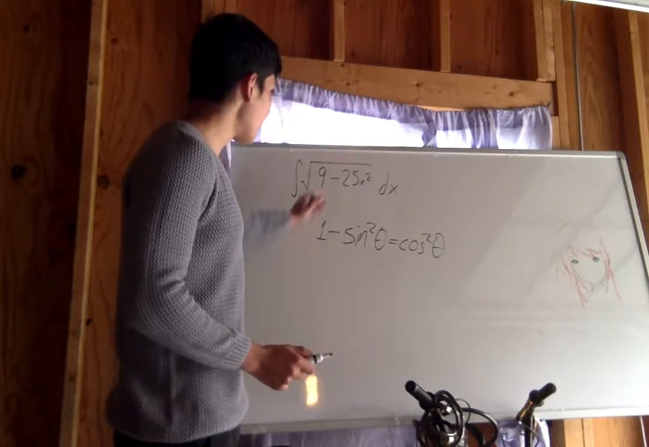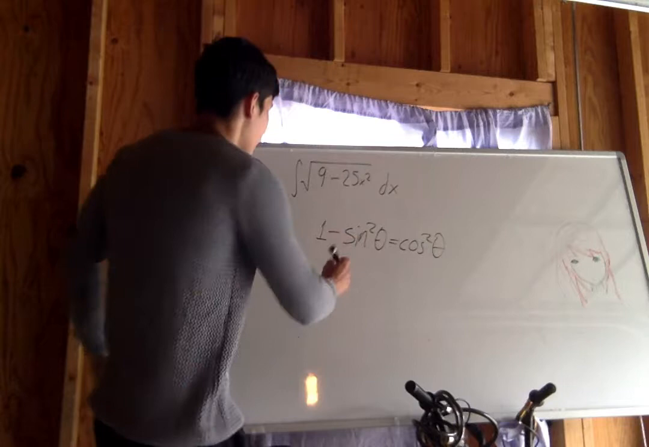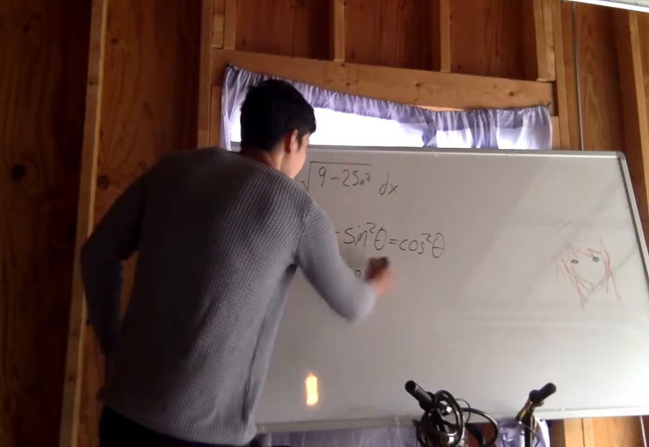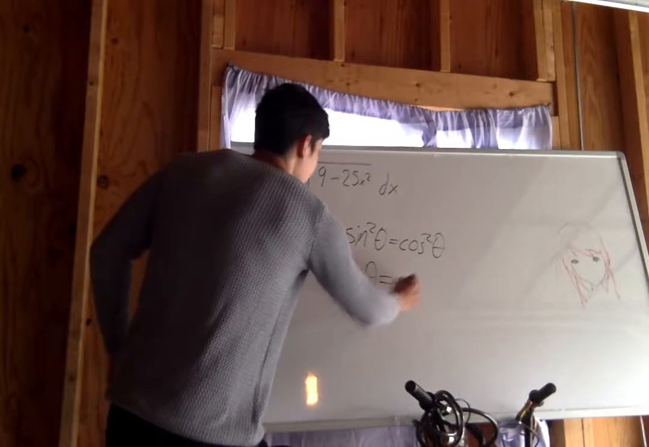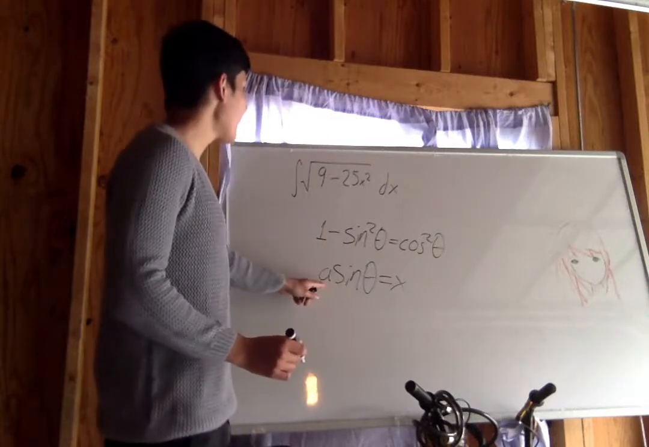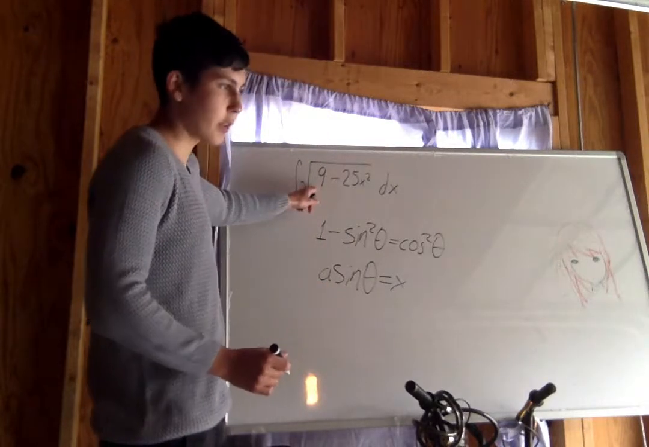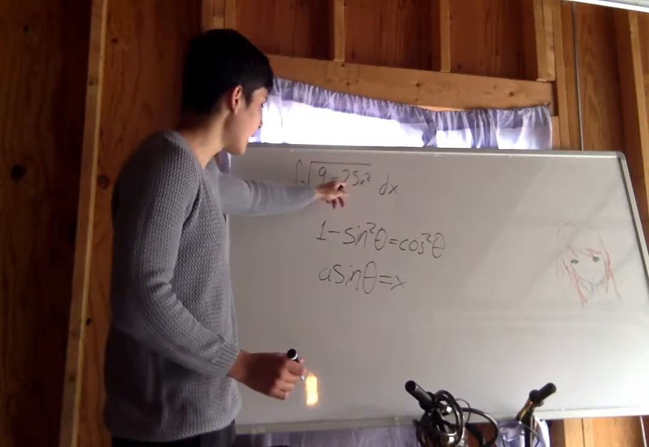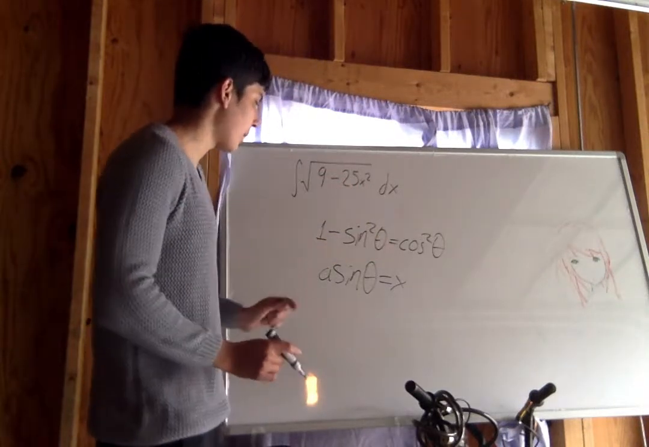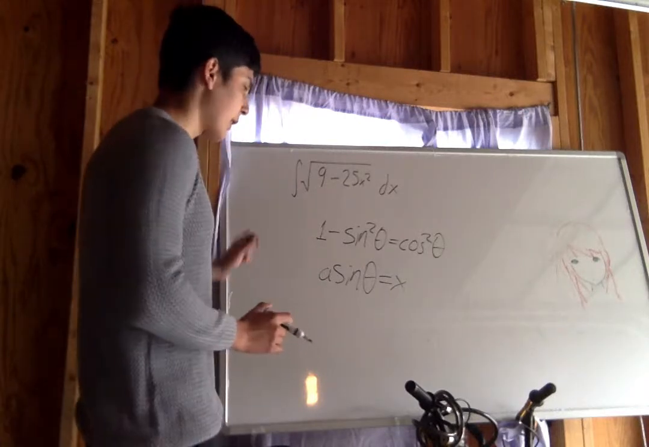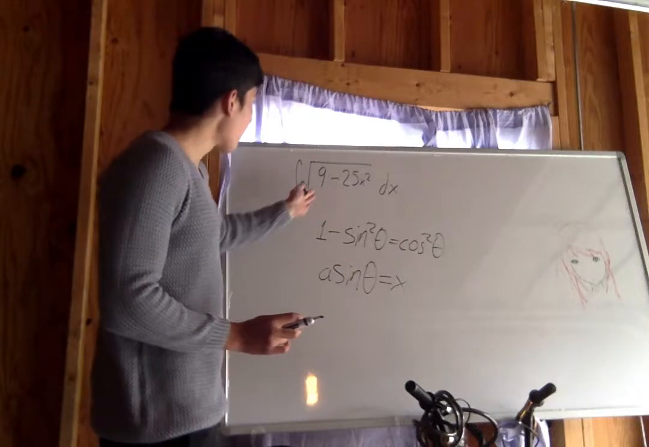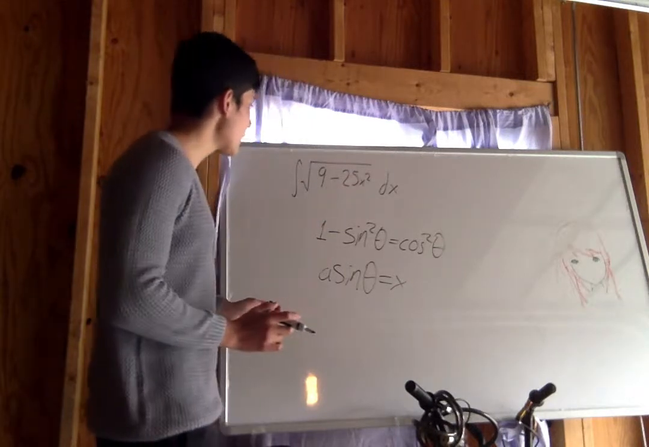So you would let a sine of theta equal x. You would let it just be the square root of 9, 3, because since you're squaring it over here, you would get this property by just factoring out the 9. But in this case, we have a 25. So how do we solve that?